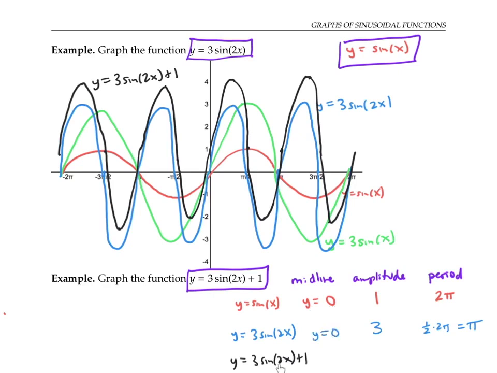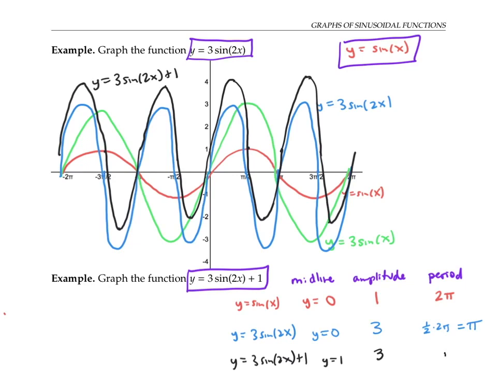Now on the third function, we've taken the second function and added 1 on the outside, so that shifts everything up by 1. Therefore, instead of having a midline at y = 0, we now have a midline at y = 1. The amplitude doesn't change, though. It's still 3, because shifting everything up by 1 doesn't affect the distance between the midline and the maximum point.